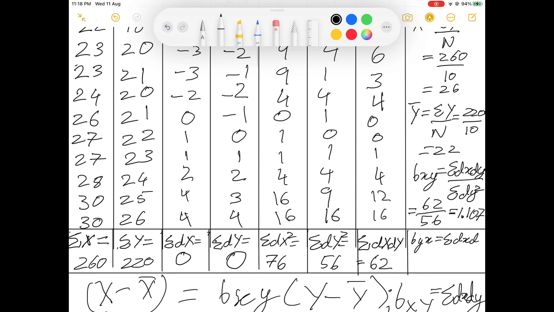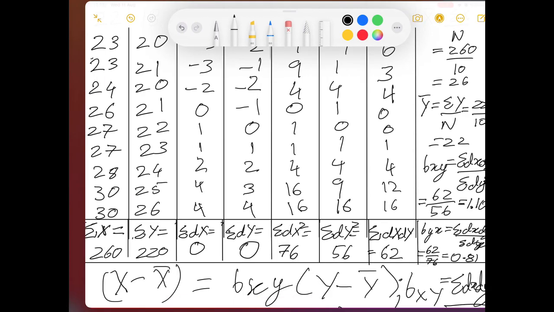Now byx is equal to sigma dx dy divided by sigma dx square, and that means 62 divided by 76, and that gives me the value of byx is equal to 0.81. Alright. So now using byx and bxy values, we will solve the regression equation.